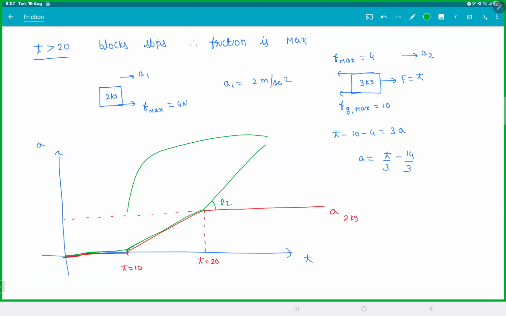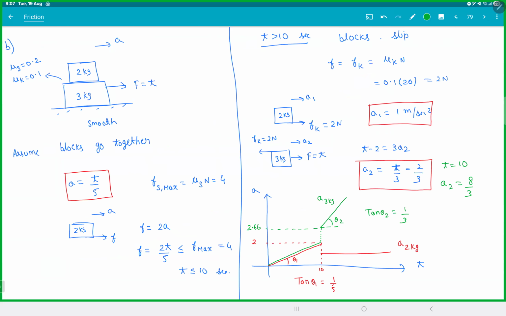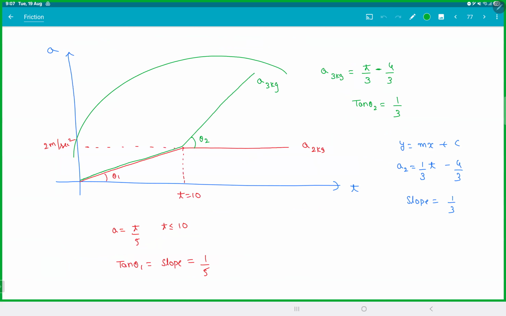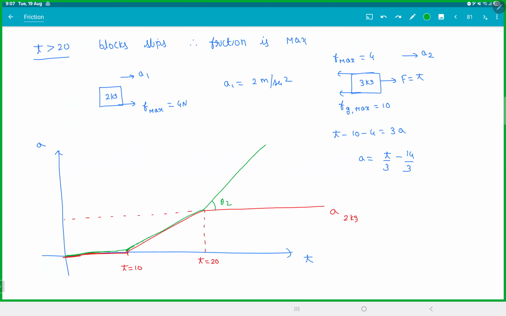If you just look at this part of the graph, this looks like the first part of the question, isn't it? This looks like part A with a 10-second delay. Look at this graph and look at this graph. So it looks like exactly the same graph, but there's an extra 10 seconds delay here. The whole question looks the same. And yeah, so tan theta 2 will be 1/3. How did I get that? This is the slope. This tan theta 1 is 1/5, same story.